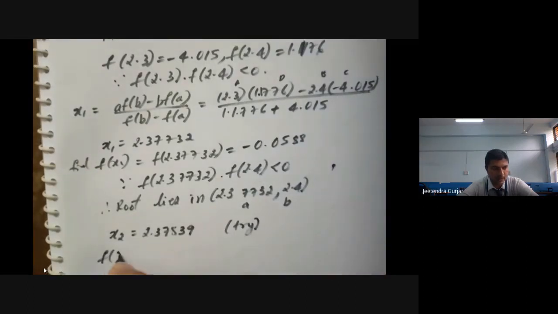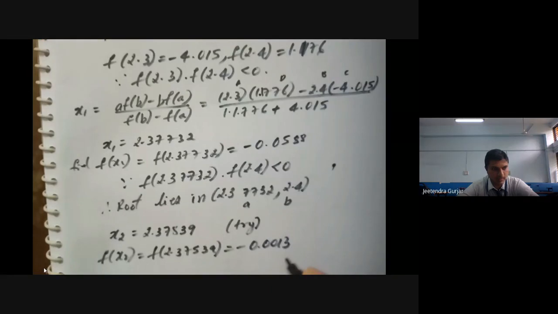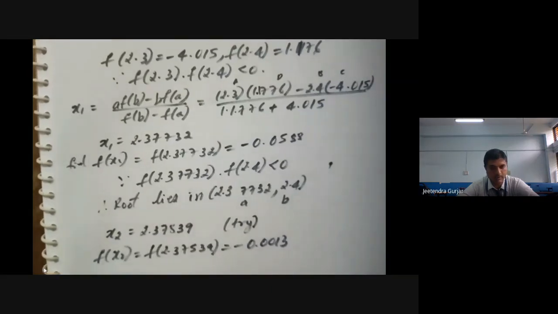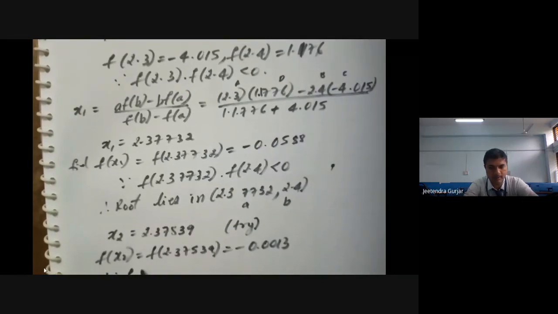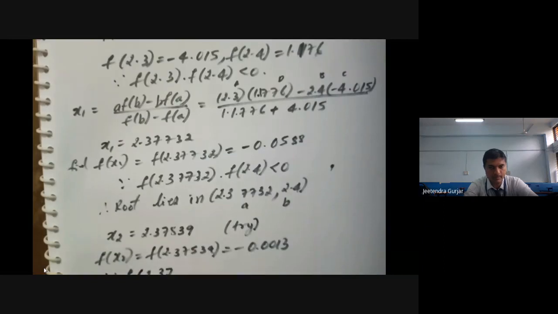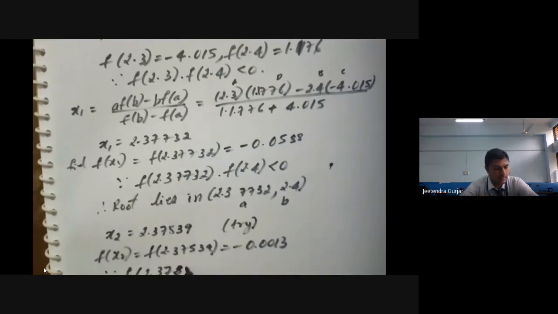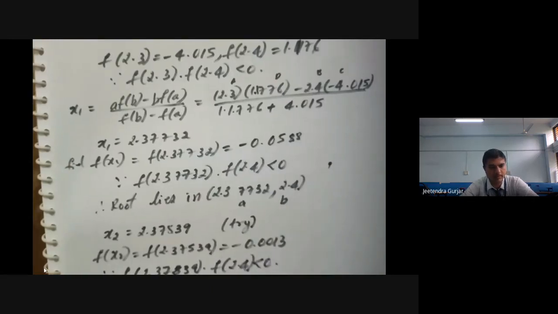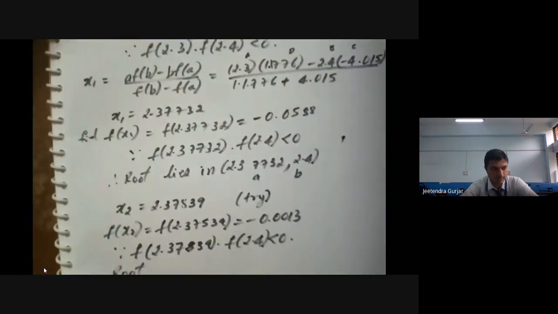Okay, then we get f of x2. Already we have done this. So f of x2 is nothing but f of 2.37539, which is equal to minus 0.0013. All the students, just try, the answers must be correct. Therefore, the root lies in these two values. Therefore we take this as, this must be always less than 0.